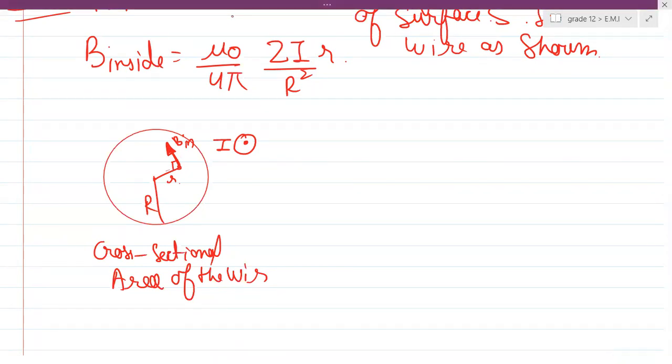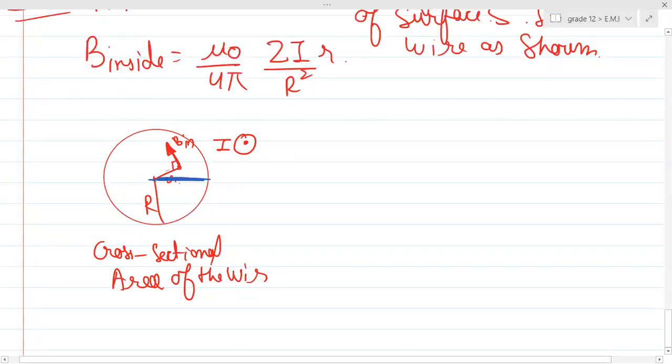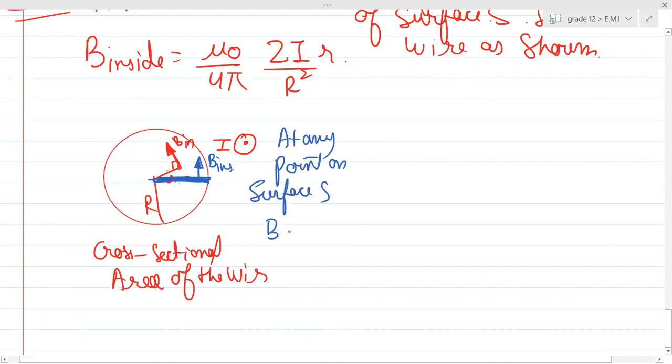Now see this thing, guys. The surface S was lying over here. Yes or no? So at any point on this surface, will the direction of magnetic field be like this? At any point on the surface S, the magnetic field will be perpendicular to the area, or I can say the magnetic field will be parallel to the area vector. Yes or no, guys?